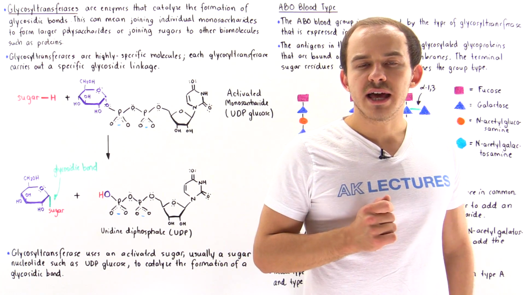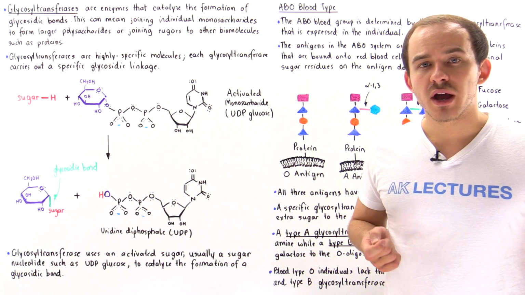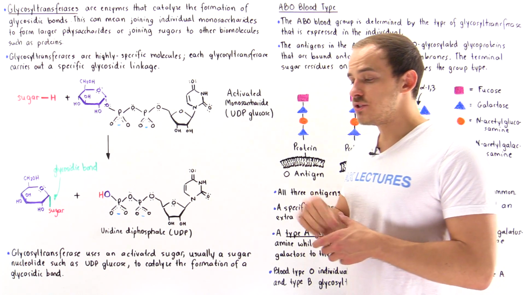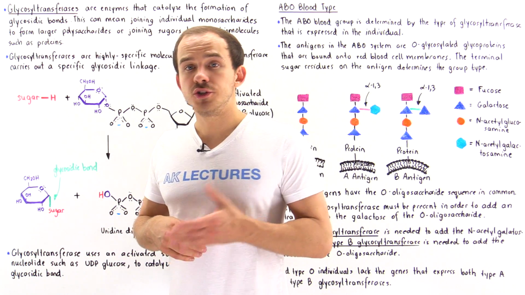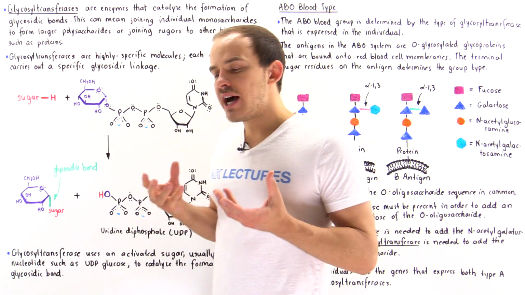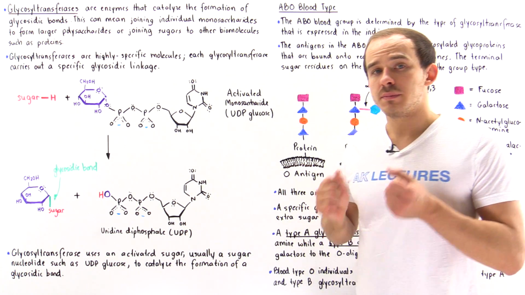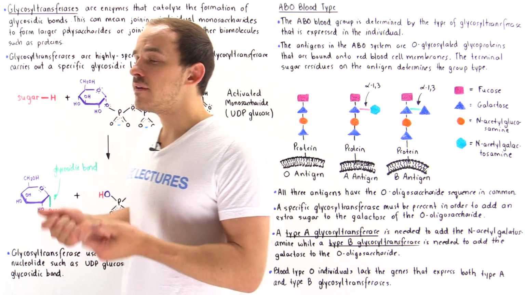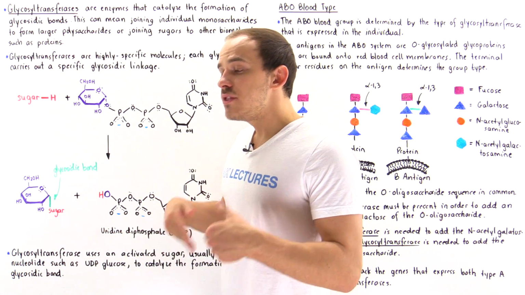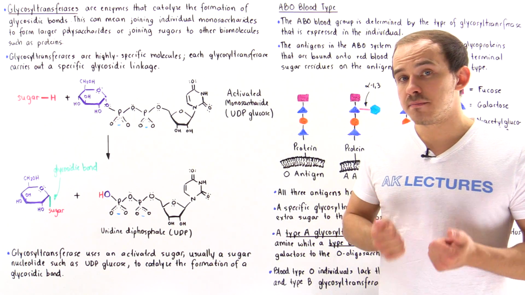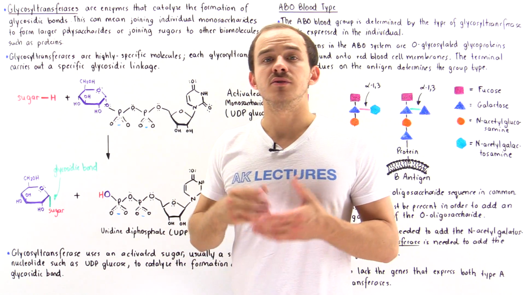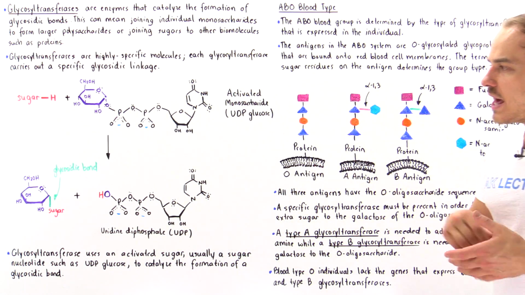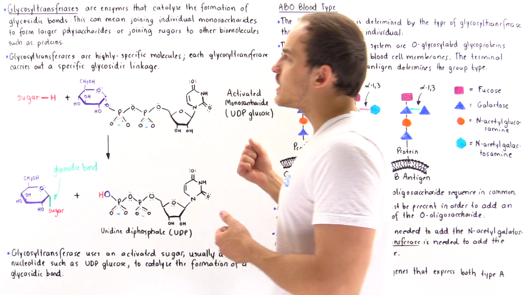Glycosidic bonds are the bonds that exist between the individual monosaccharides in any given polysaccharide. And of course, we can also have glycosidic bonds between sugars and proteins or between sugar and lipids. Now, anytime we have a glycosidic bond formed inside our body, that reaction is catalyzed by a specific type of enzyme. And the enzymes that catalyze the formation of glycosidic bonds are known as glycosyltransferases.